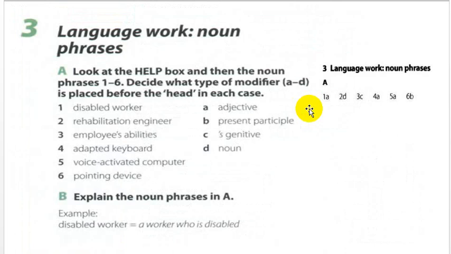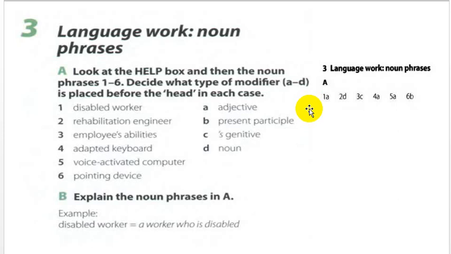Let's go ahead, and what do we have in task number 3? Language work, noun phrase. Look at the help box and then the noun phrases 1 up to 6. Decide what type of modifier is placed before the head in each case. For example, disabled worker: adjective, and that is adjective.